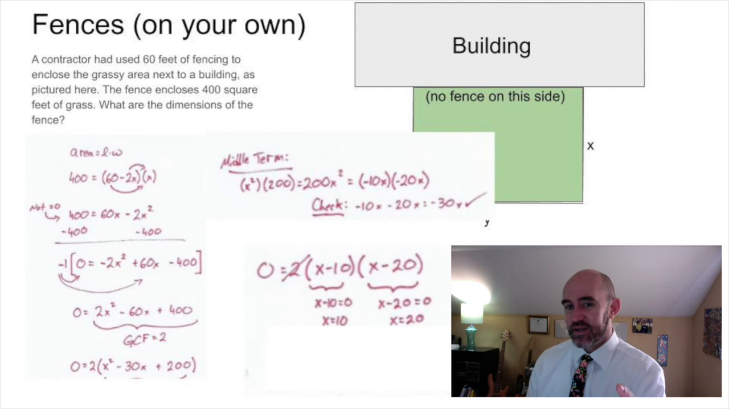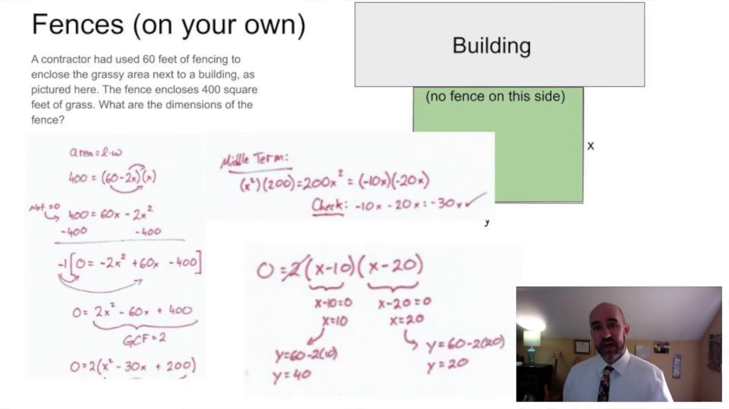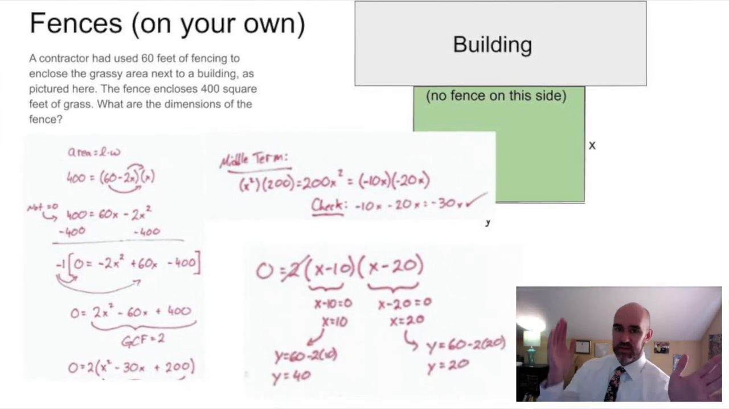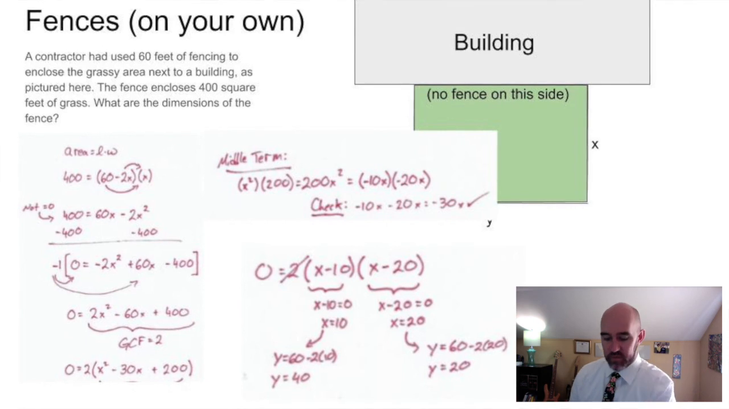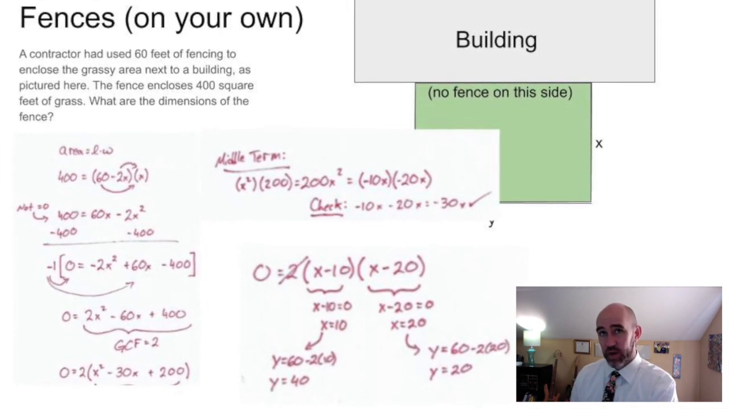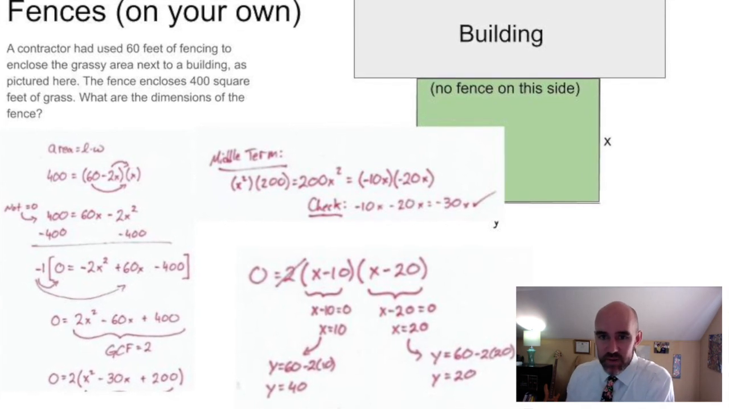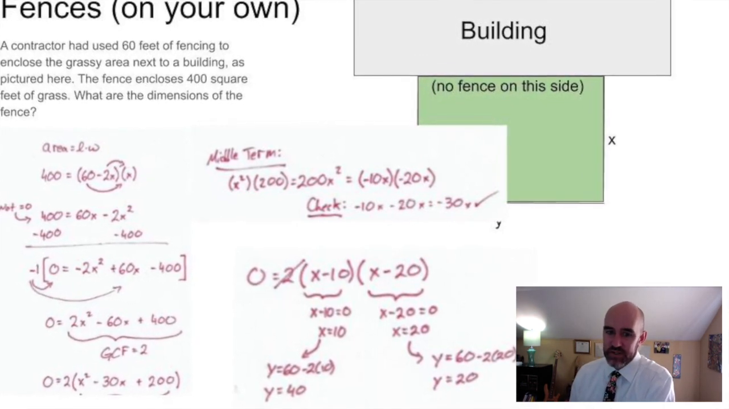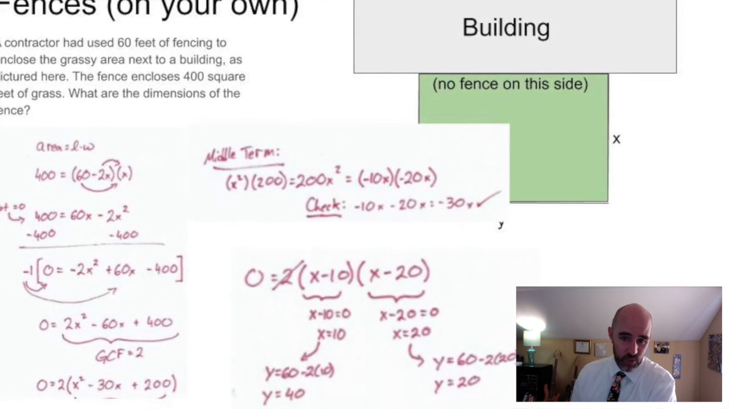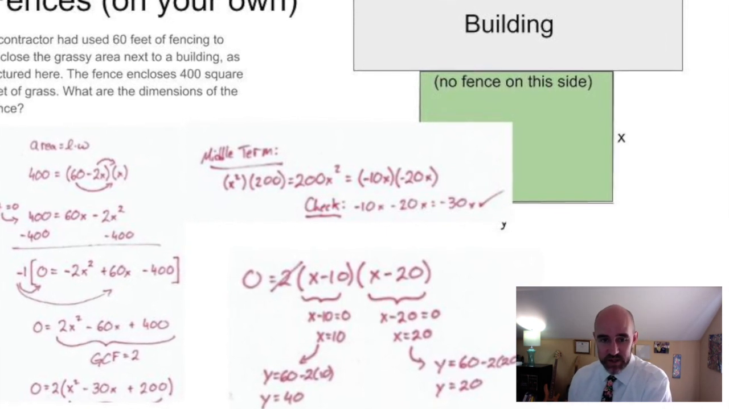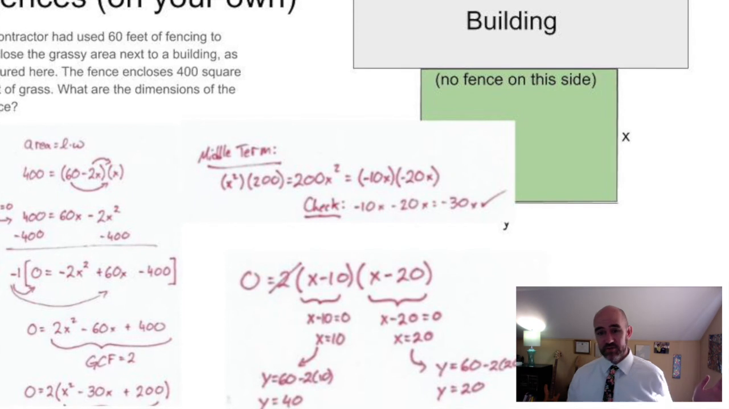Now we're not done because sometimes these solutions don't make sense in the context of the problem. So let's try it out. Well, let's see, if x is 10, then we have x, 10, 10, and 40, so y would be 40. And if x is 20, it would be 20, 20, and 20. So we would end up with two possible solutions. Either x is 10 and y is 40, or x is 20 and y is 20. And both of those solutions make perfect sense.